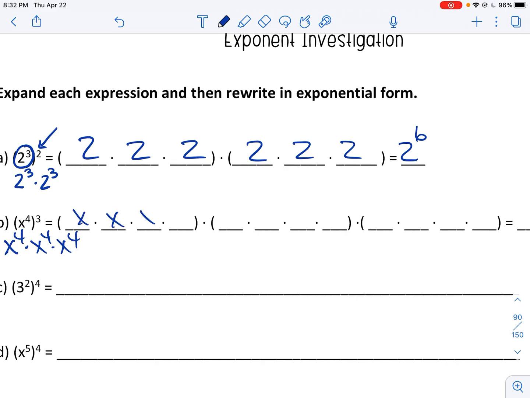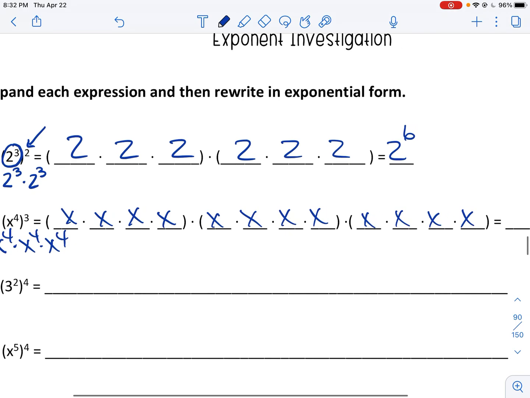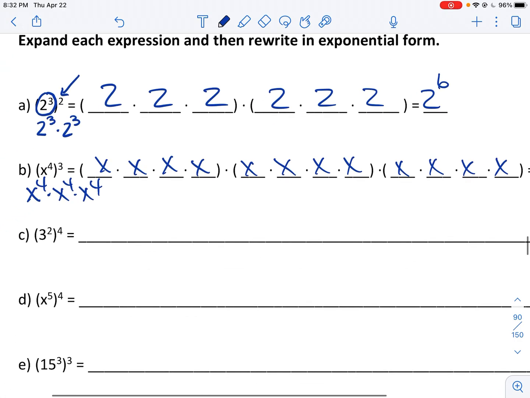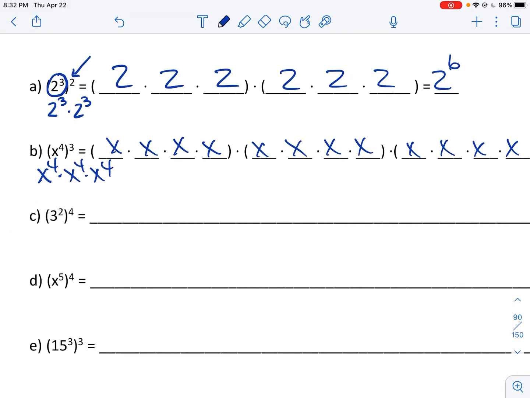So if I write it in expanded form, I have 4 x's there, 4 x's here, and 4 more x's here. And when I do that, you get x to the 12th power. On this one, it's the same thing as saying 3 squared times 3 squared times 3 squared times 3 squared. That's what it means to be to the 4th power.